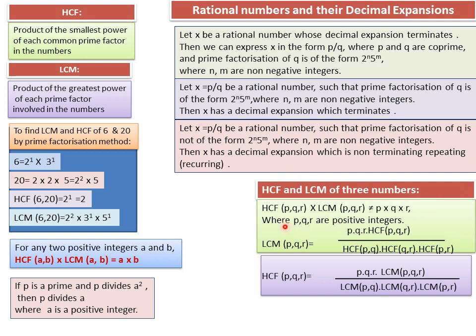HCF and LCM of three numbers. If three numbers P, Q, R are given to us, and the product of HCF of P, Q, R into LCM of P, Q, R is not equal to P into Q into R, then the LCM of P, Q, R is equal to P into Q into R into HCF of P, Q, R divided by HCF of P and Q into HCF of Q and R into HCF of P and R. Then we can also find the HCF of P, Q, R equal to P into Q into R, the product of the three given integers, and the LCM of P, Q, R divided by LCM of P and Q into LCM of Q and R into LCM of P and R.